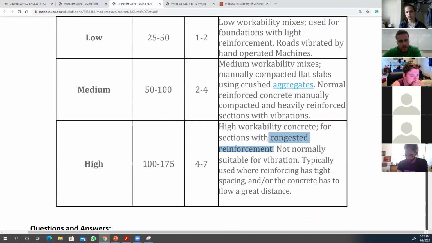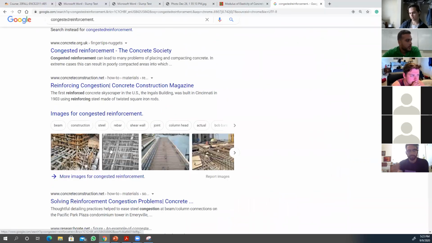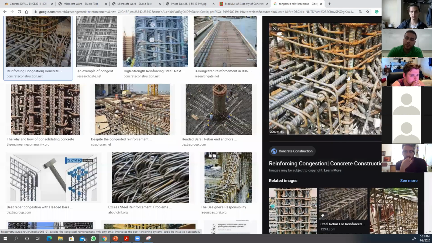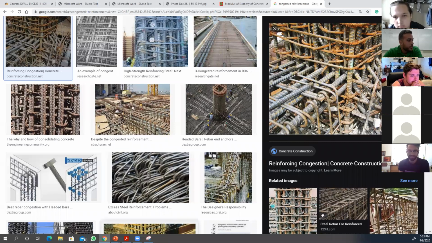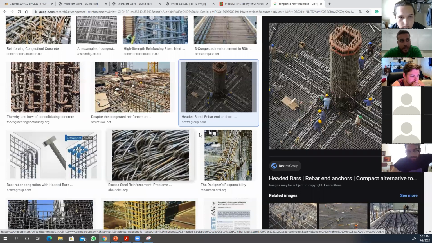And let's look at what is this congested reinforcement. Reinforcement is steel reinforcement. Okay, this is congested reinforcement. Oh my God. Imagine you're trying to produce concrete over here. Oh, it's hard, boy. Imagine. As opposed to this one, look at this. I worked in airport construction in Istanbul. It was a huge airport, the biggest airport construction in Europe. And I saw this type of reinforcement.